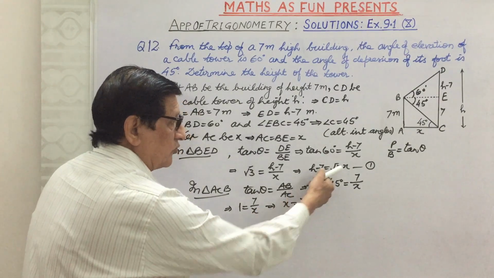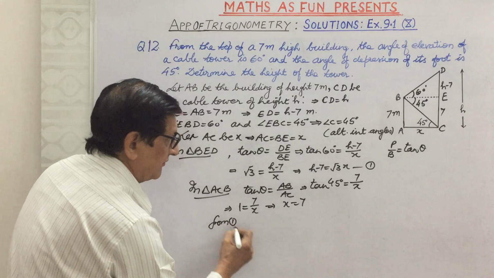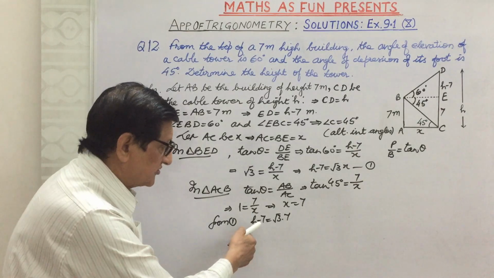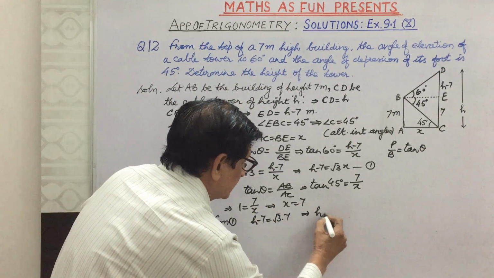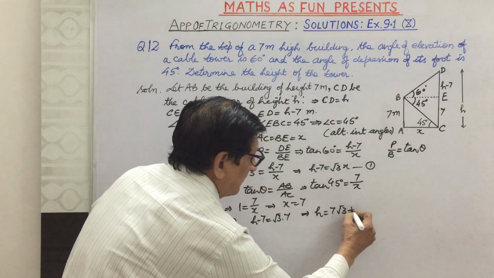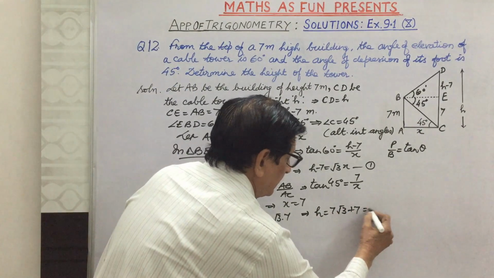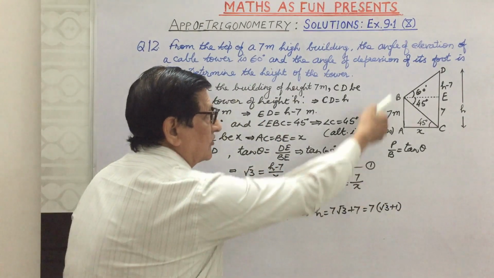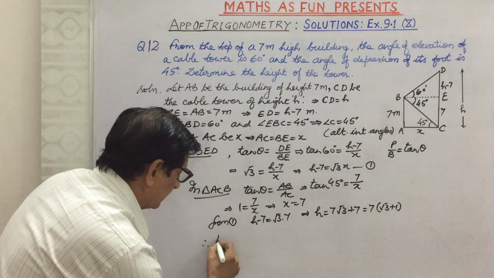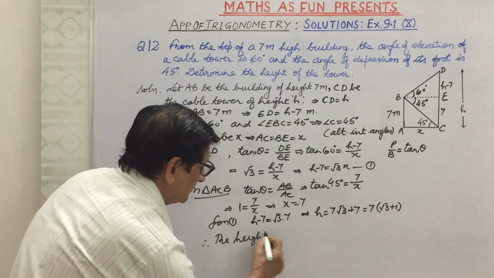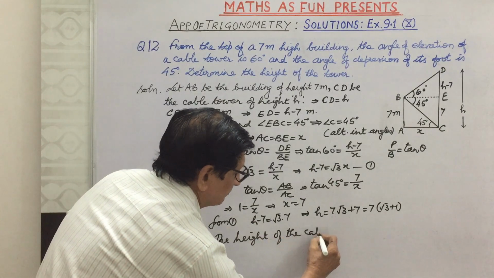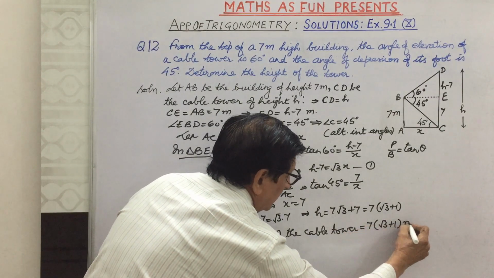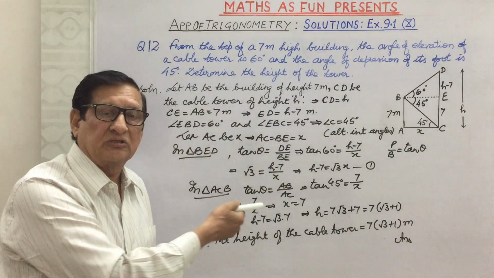Applying this value of X in equation 1, we are getting H minus 7 is equal to root 3 into 7. Transposing this 7 onto that side, we get H is equal to 7 root 3 plus 7. We take 7 common. This is root 3 plus 1 in the bracket, which is the height of the cable tower. So we can write, therefore, the height of the cable tower is equal to 7 into root 3 plus 1 meter. This is the answer to this problem.